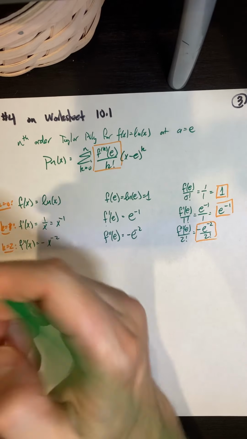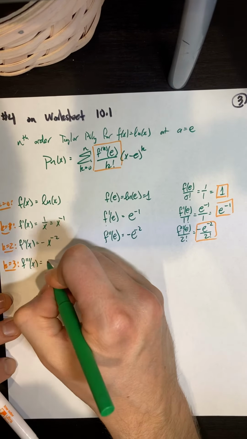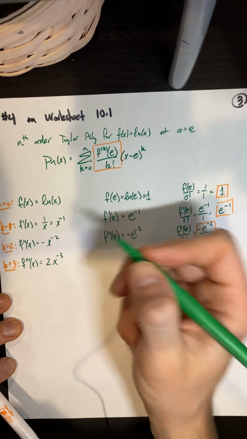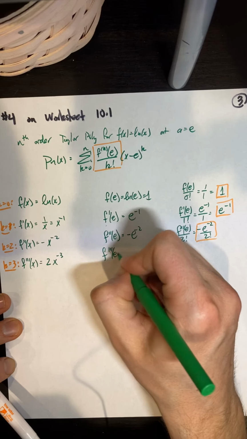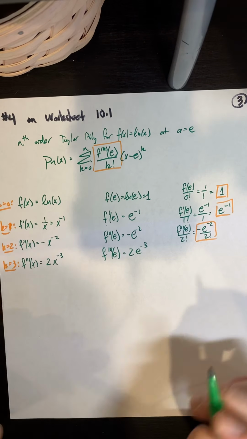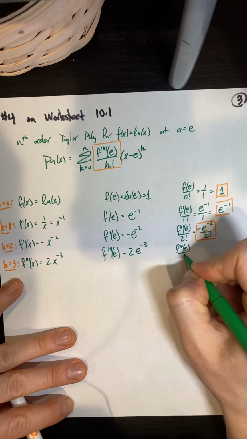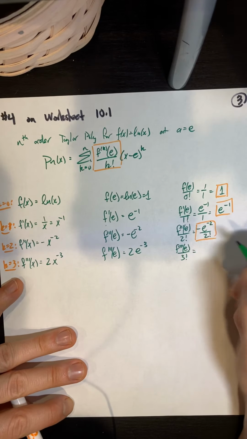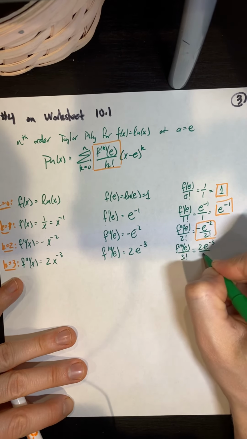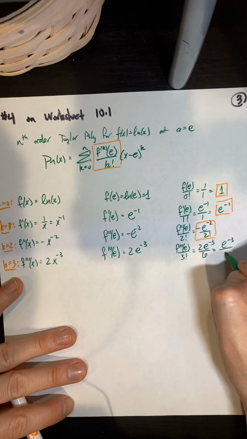I don't see a pattern yet. K equals 3. What do we have? We have f triple prime of x. That would be 2x to the negative 3. So f triple prime of e would be 2e to the negative 3. And so f triple prime of e over 3 factorial would be 2e to the negative 3 over 6, which is e to the negative 3 over 3.